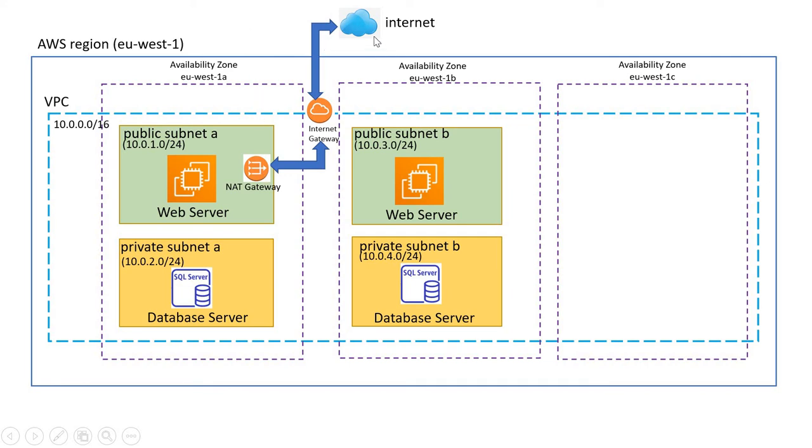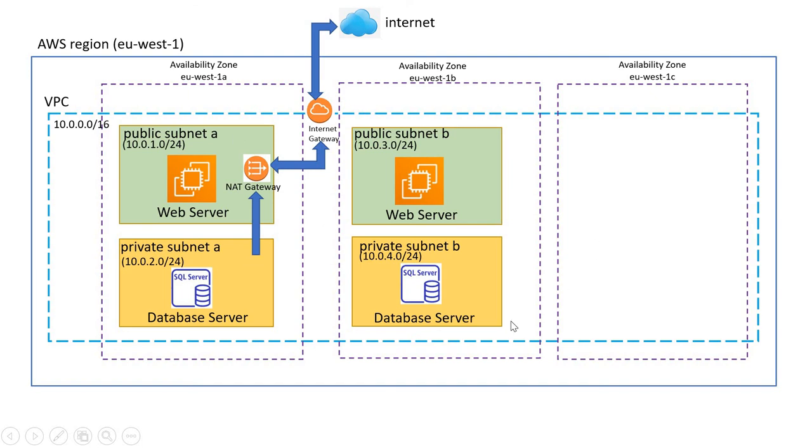But external services cannot communicate or initiate a connection with our private subnet resources. So in this way we can protect our private resources from the outside world by placing them in our private subnet. So in the private subnet we have one-way communication to the internet through the NAT gateway.